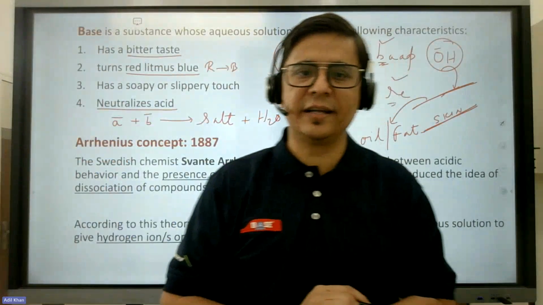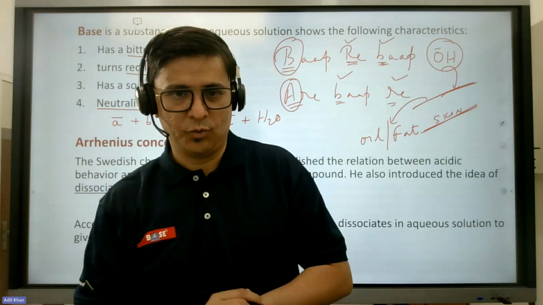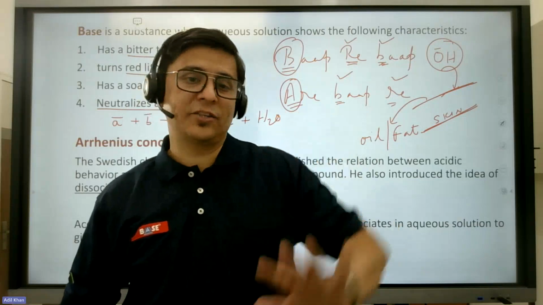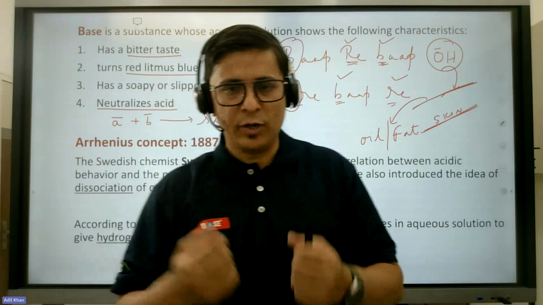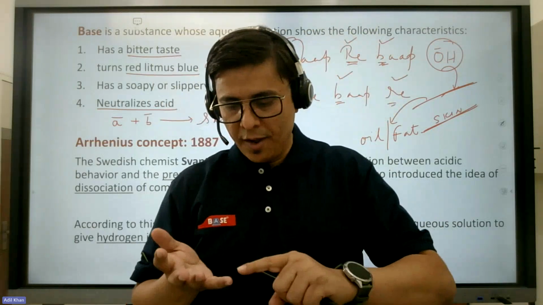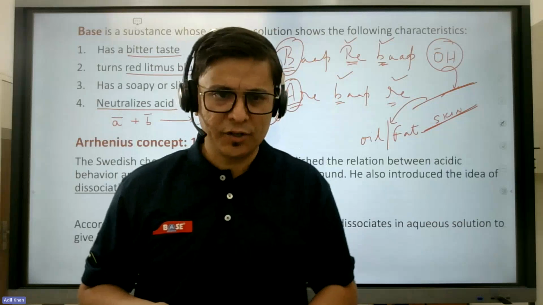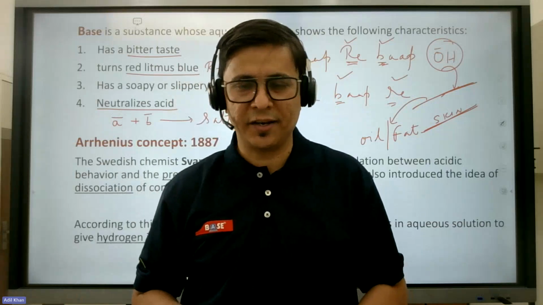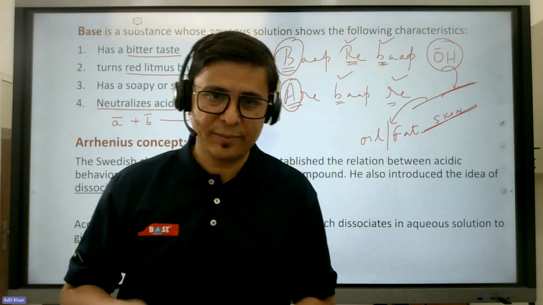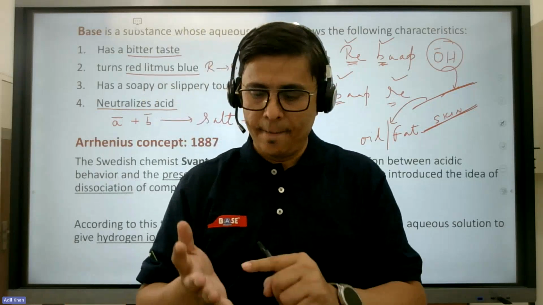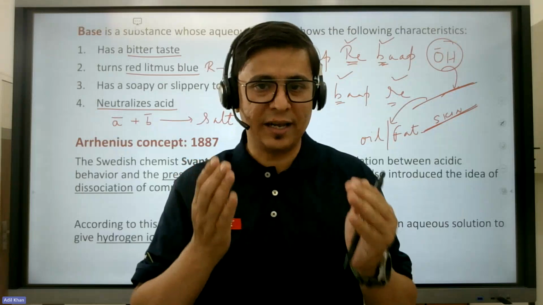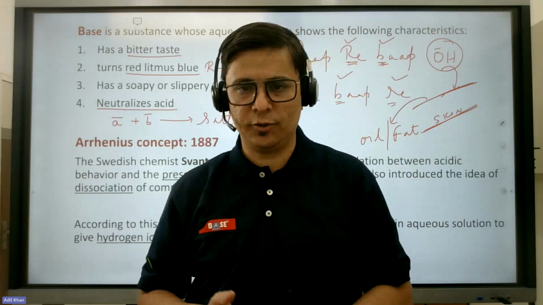Somewhere in the early 80s and 90s it was used. Now, in the modern-day concept, there are 5+ concepts involved, but when you come to 11th and 12th, we will teach you only 3 concepts of acids and bases. The first is the Arrhenius concept, given by the Swedish scientist Arrhenius in 1887. Then there is the Bronsted and Lowry concept, and then the Lewis concept. These 3 we are going to discuss in class 11th and 12th.